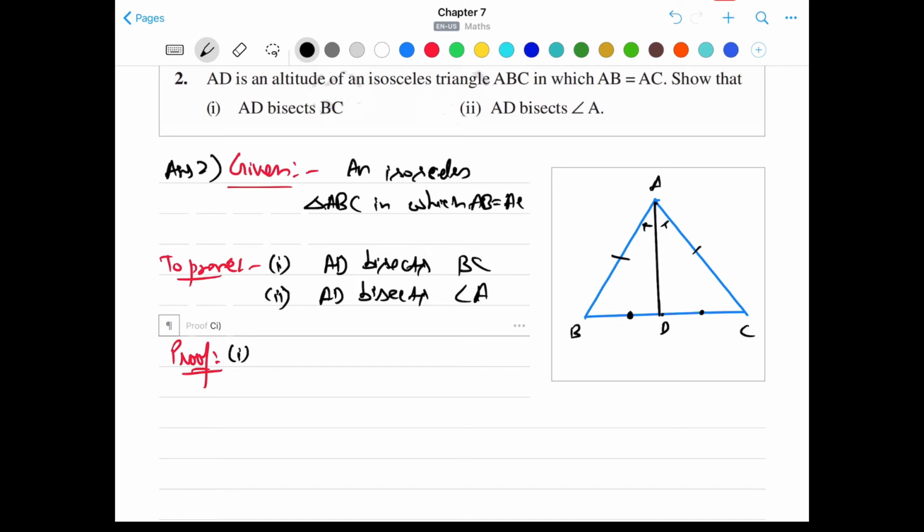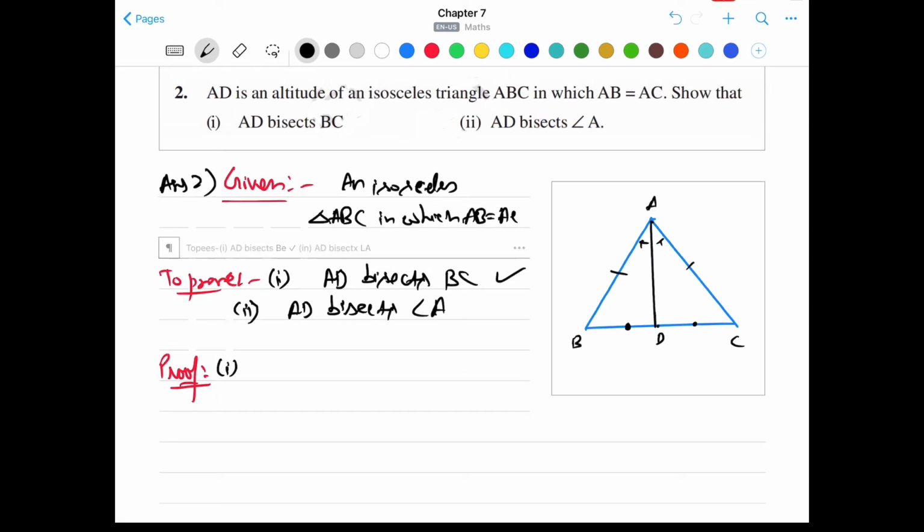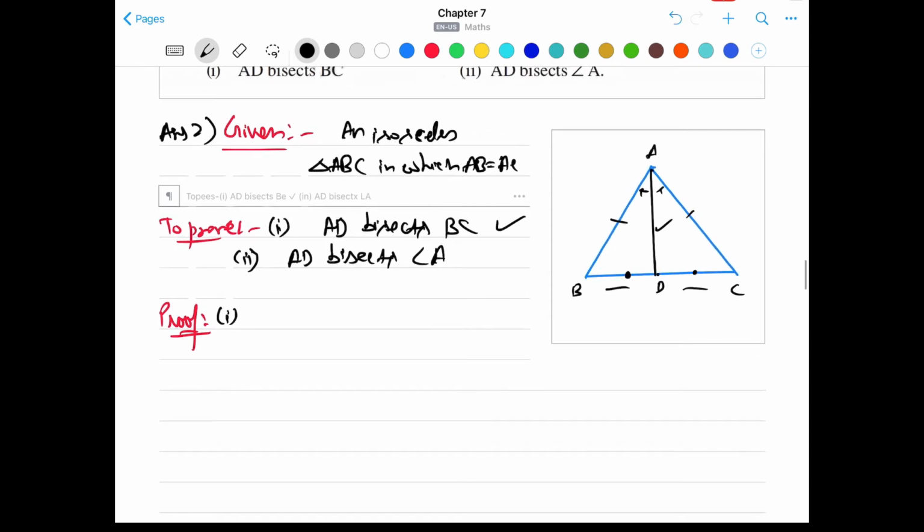Okay, proof for part 1, where we have to prove that this AD is bisecting the side BC. That this altitude AD is bisecting BC into two equal parts. So let's start with the two triangles, triangle ABD and triangle ACD.